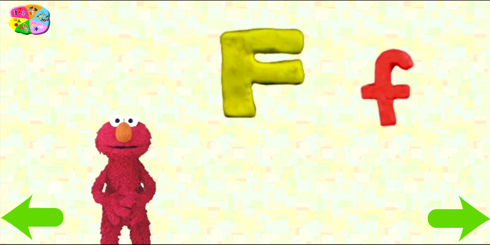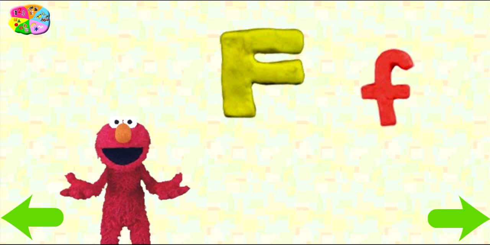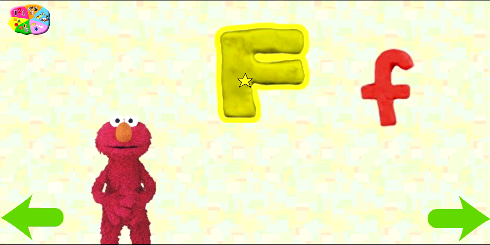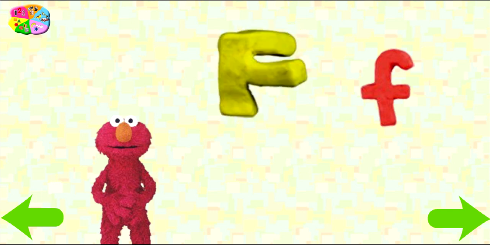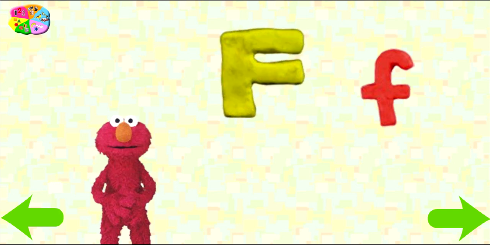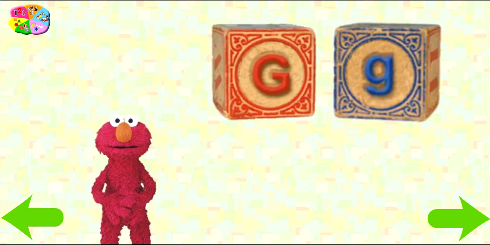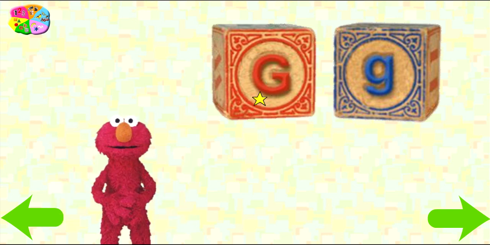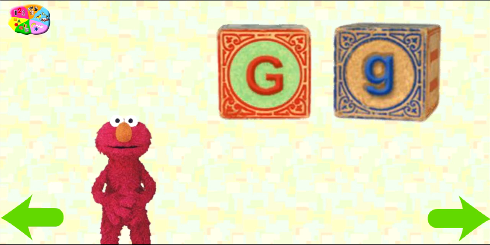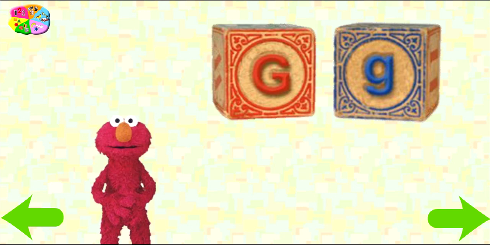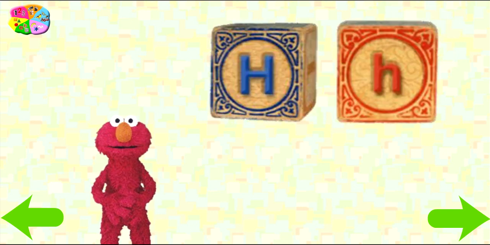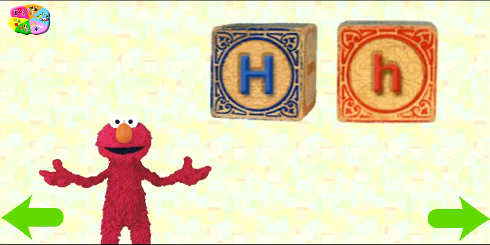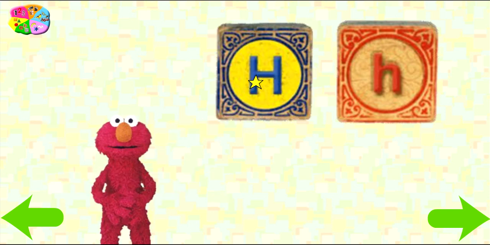Eggs. F. What sound does that letter make? F. G. That's the next letter of the alphabet. What sound does it make? G. Grapes. H. Elmo wonders what sound that letter makes. H.